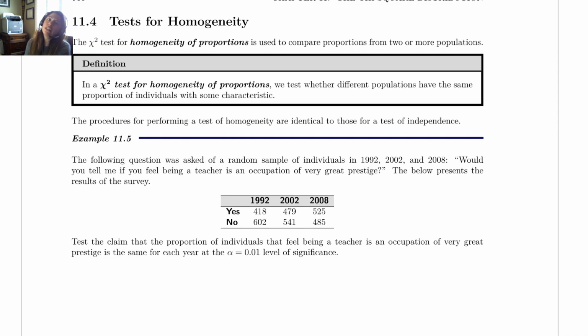Hi, so now we move into a different type of test called the test for homogeneity. Essentially, it's doing the same test as the previous section of testing for independence, but instead with proportions. Since we were testing whether variables were independent in the previous section, we really can't use that same approach with proportions because it's a proportion, right?